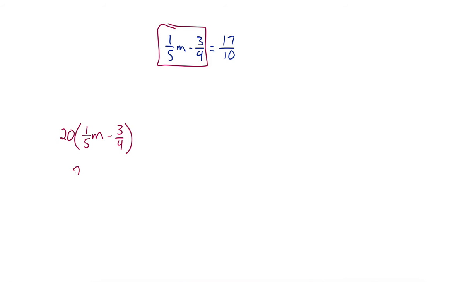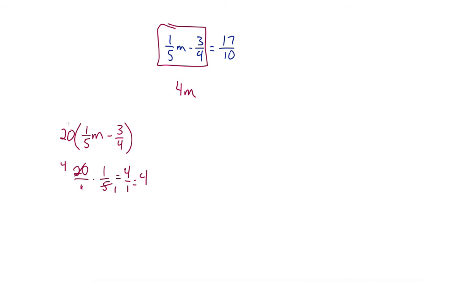I'm going to do it right here. So 20 over 1 times 1/5. Again, I can cross simplify here. 5 goes into itself once, and 5 goes into 20 4 times. So I'm left with 4 over 1, or just a 4. So this 1/5 m is just going to become 4m.